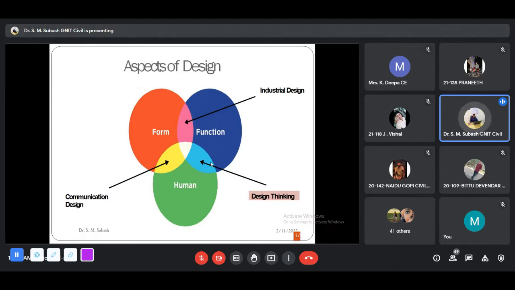Any product has these three things: how I'm going to develop the shape of that product, that is the form, what is the functioning of that, and how it is useful to human beings. Human is nothing but our public, citizens, you, me, everyone.